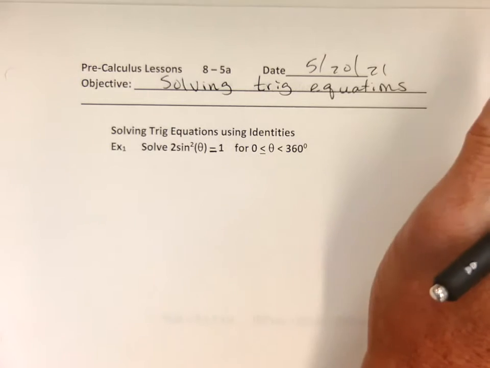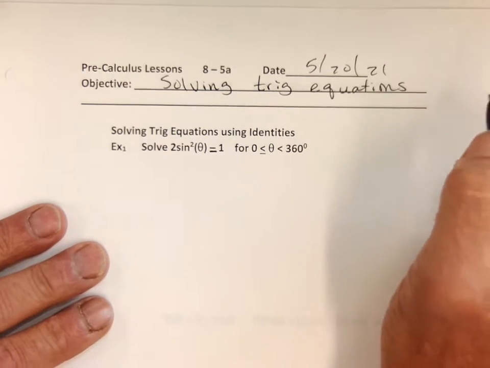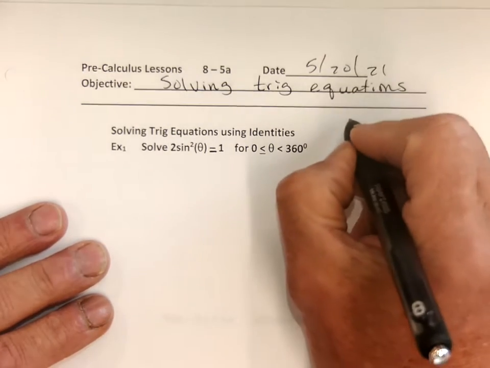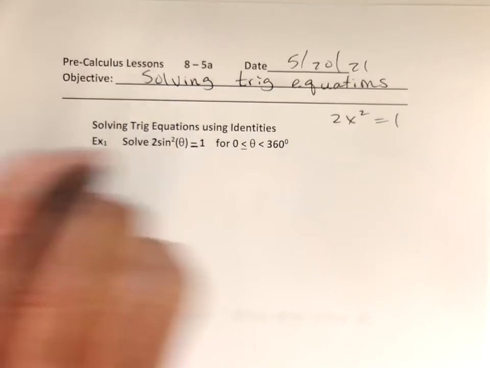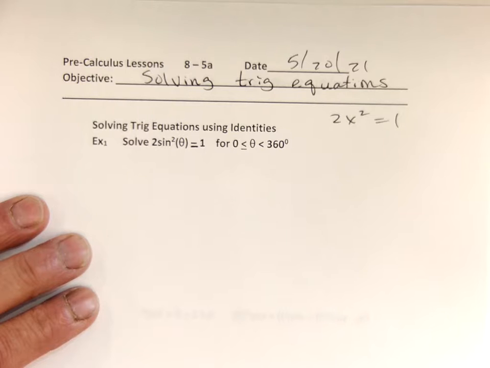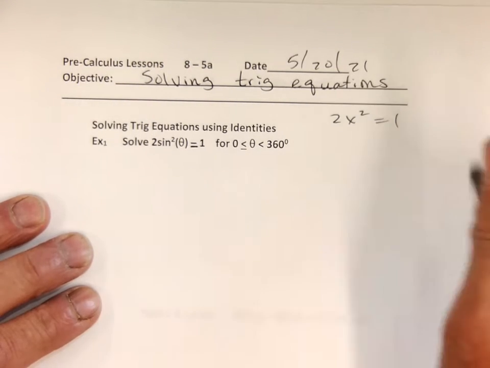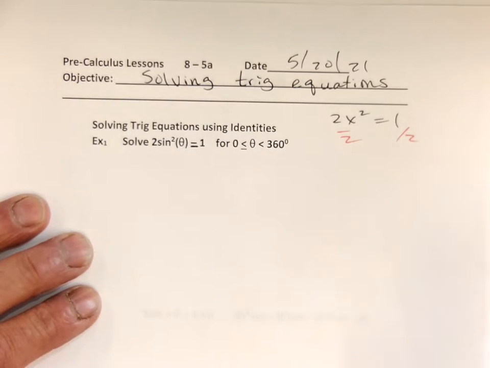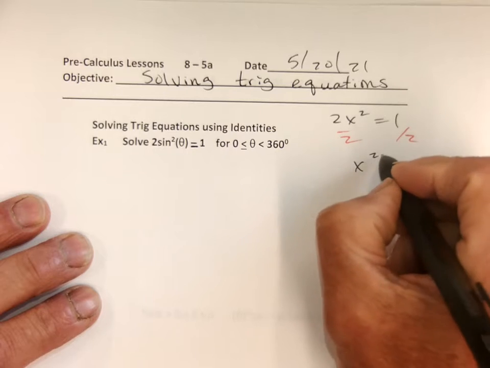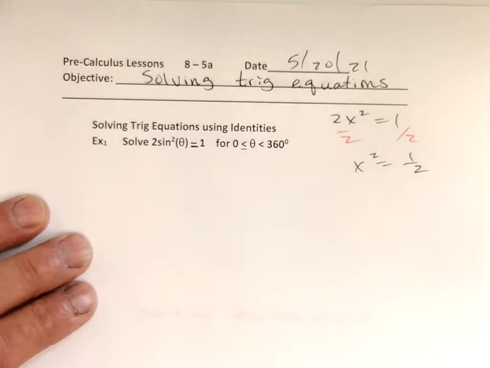So, before I do a lot of this, let's just look at algebra. If I had 2x squared equals 1, and if I had to solve for x, we would just divide by 2, we agree? We divide by 2, right? We agree with that? I had x squared equals 1/2, right?